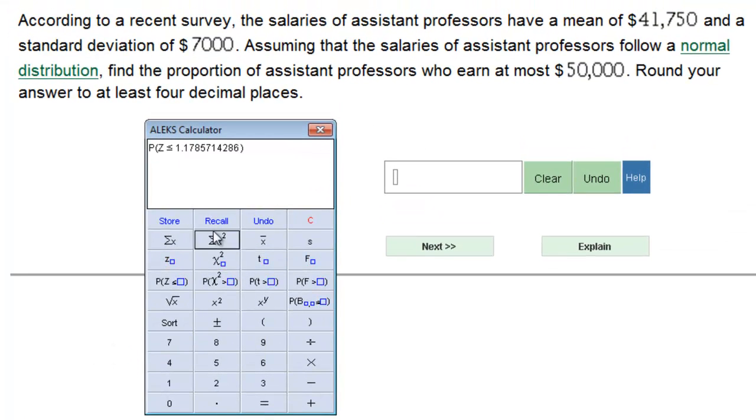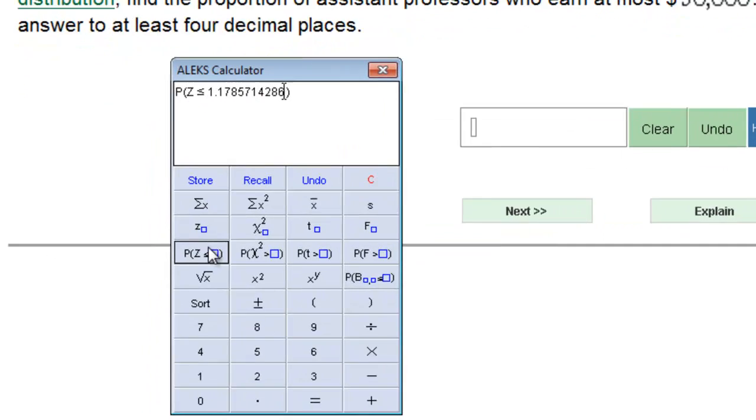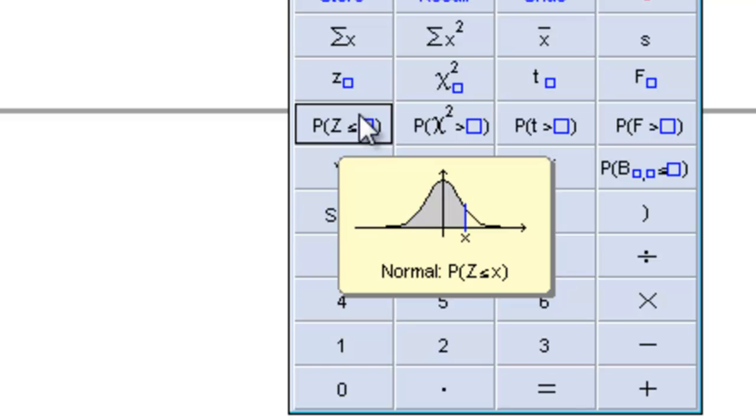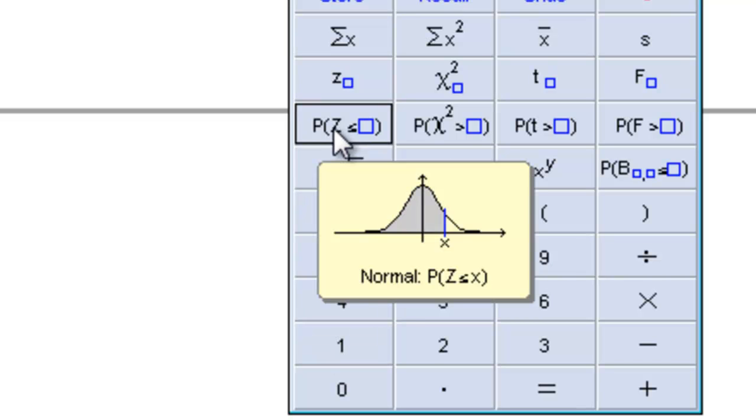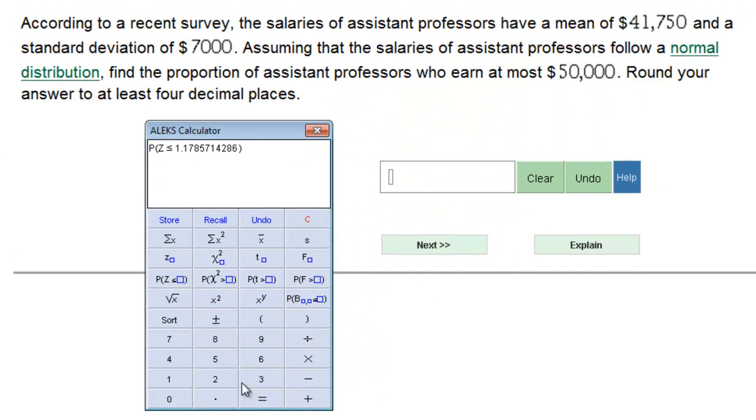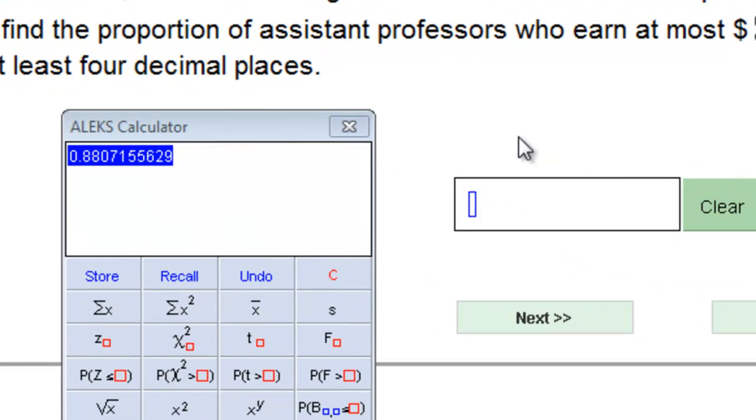Also, I could do it using the Alex calculator, which is actually rather quick, because I can just hit P of this, and now it takes my previous answer and just slides it into that box. P of z less than or equal to 1.178. And we notice the left side is shaded, so that's consistent with our picture. Okay, so all I have to do is hit equal, and that is the percent. 88% of professors earn at most $50,000, so 50,000 or less. But we're going to write in all 4 decimal places, and that's that.